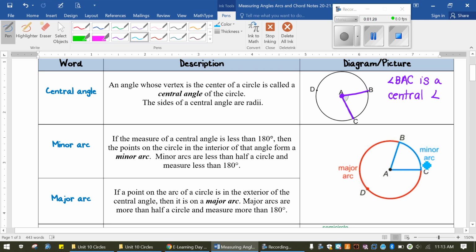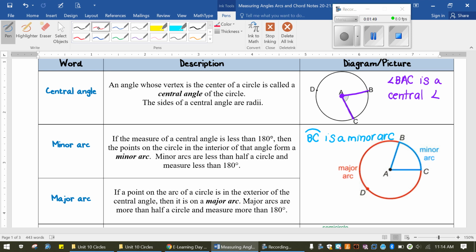A minor arc we name with 2 letters. So BC, and then we put an arc above them, is a minor arc. If our arc is more than halfway around a circle, we call that a major arc.